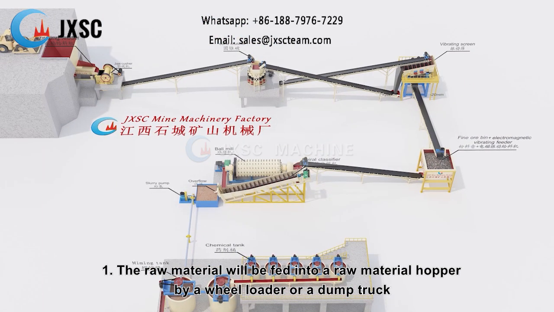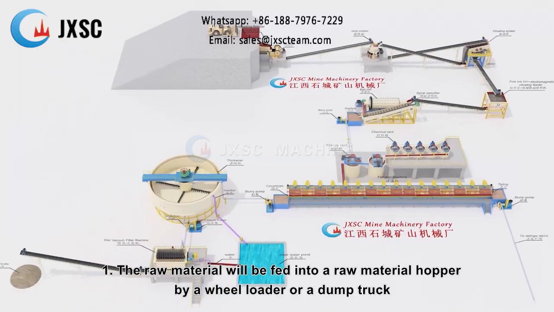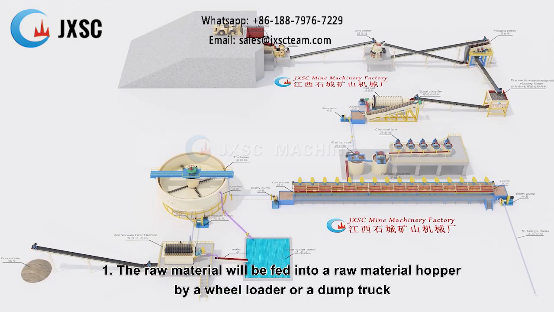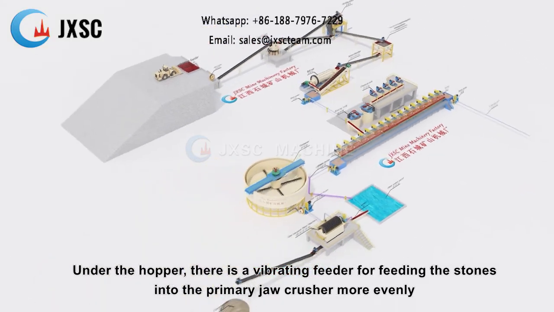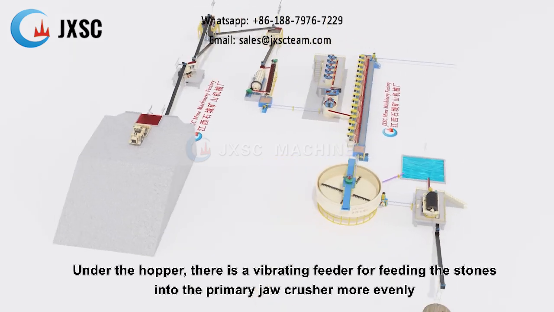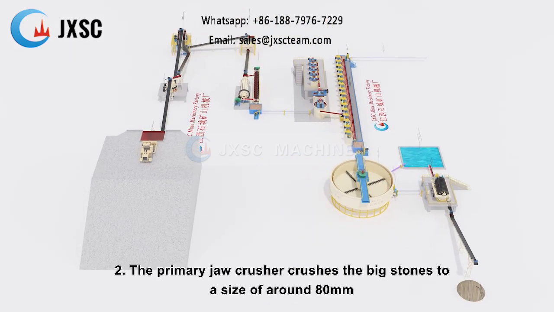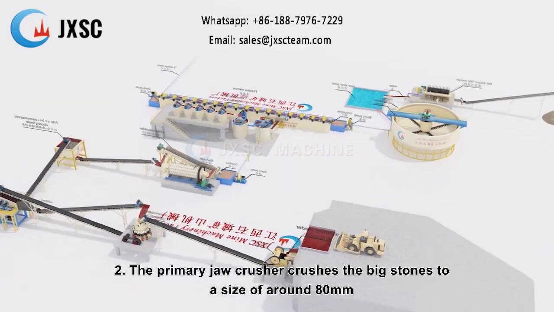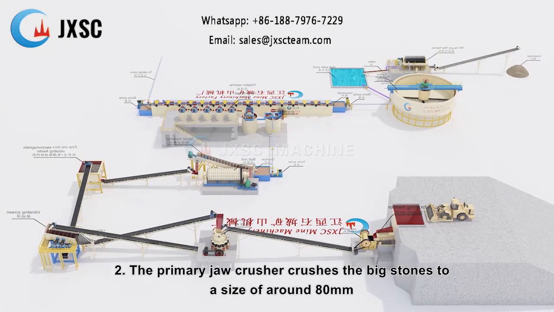1. The raw material will be fed into a raw material hopper by a wheel loader or a dump truck. Under the hopper, there is a vibrating feeder for feeding the stones into the primary jaw crusher more evenly. 2. The primary jaw crusher crushes the big stones to a size of around 80 millimeters.